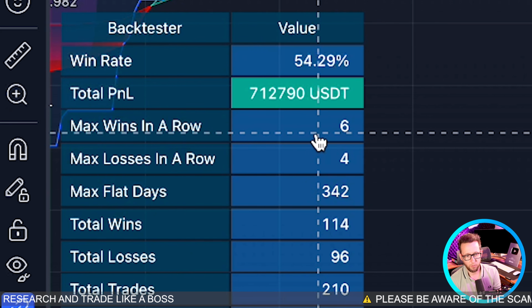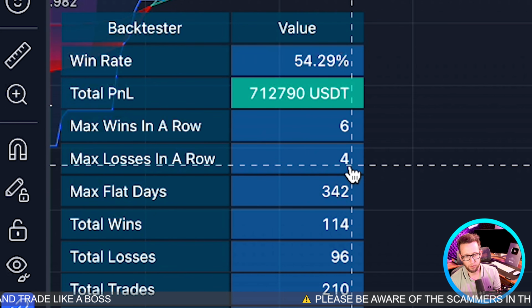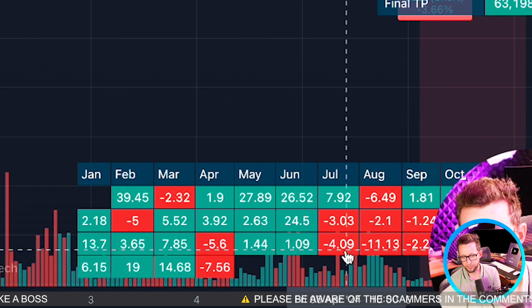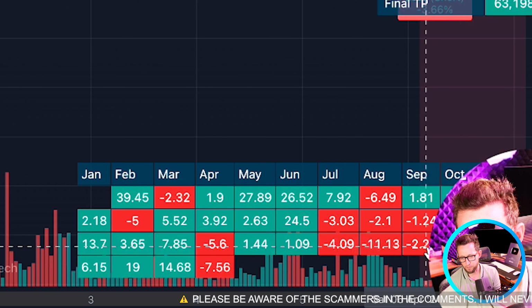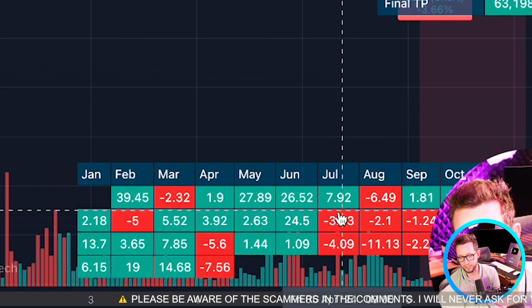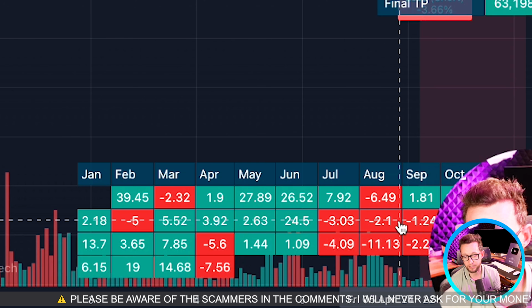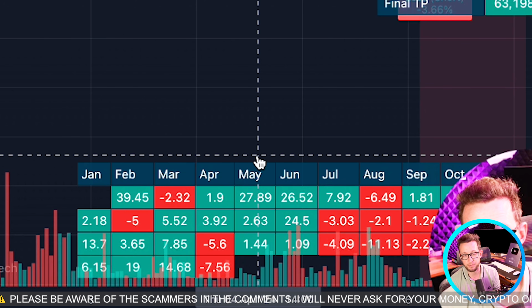Now let's have a look at some of the other stats here. The max wins in a row were 6, the max losses in a row were 4, and each month is looking green. There was a cluster of red months here, so maybe we can go back and see why these months were in the red, but everything else is looking absolutely wonderful.